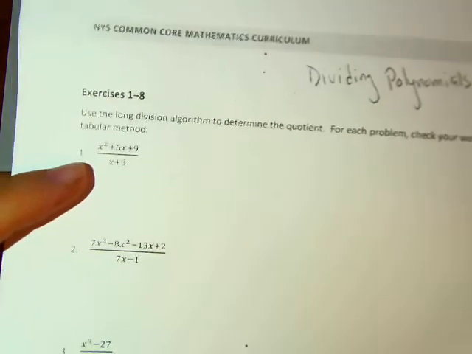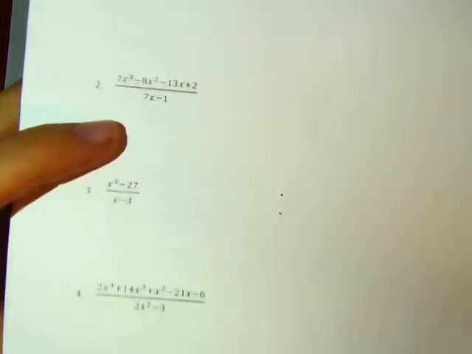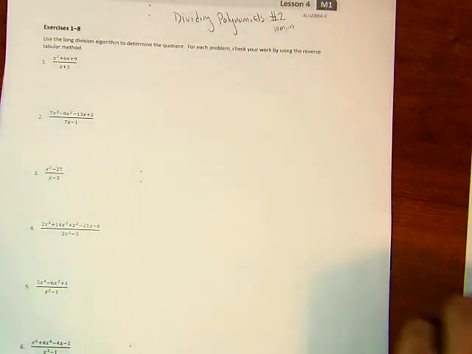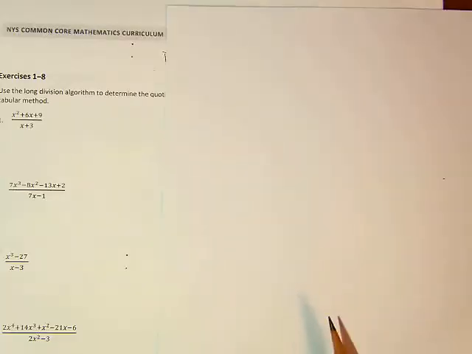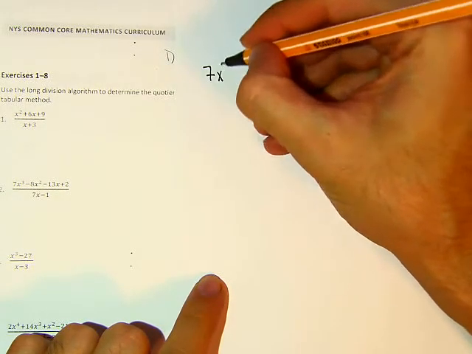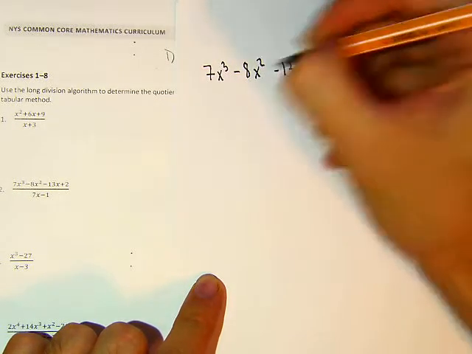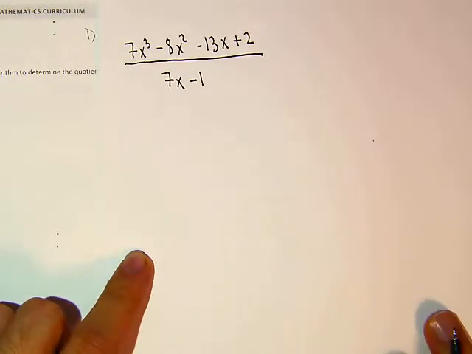Like this question over here we already did, x squared plus 6x plus 9 divided by x plus 3. But what if you have something like this? You see, the coefficient is not 1. So how do we do this type of problem? This is the first question on your Engage New York sheet. You have, let me get the black pen, 7x cubed minus 8x squared minus 13x plus 2, all divided by 7x minus 1. That is the question you have.